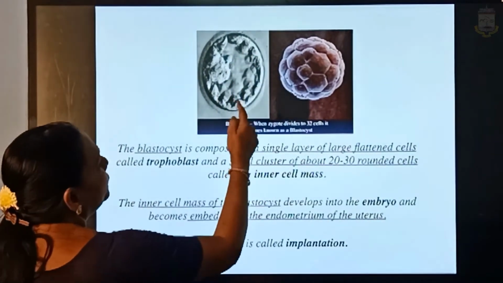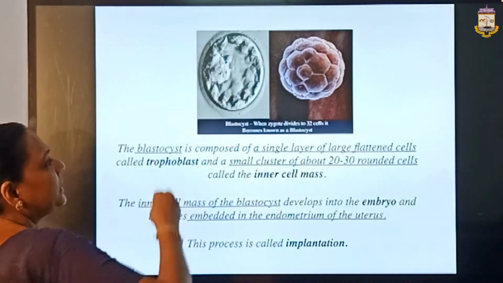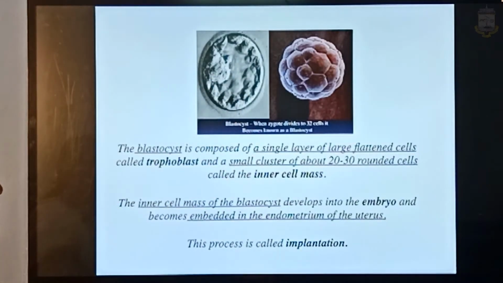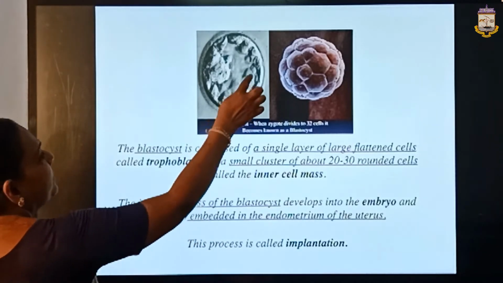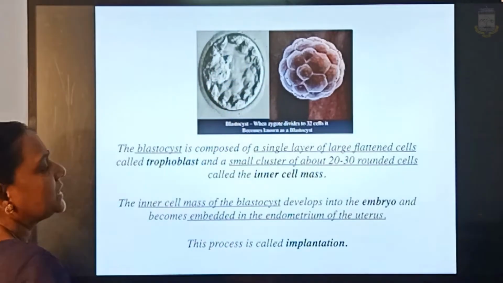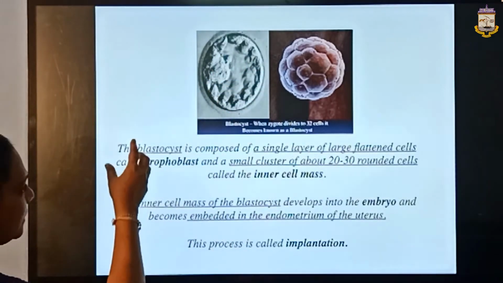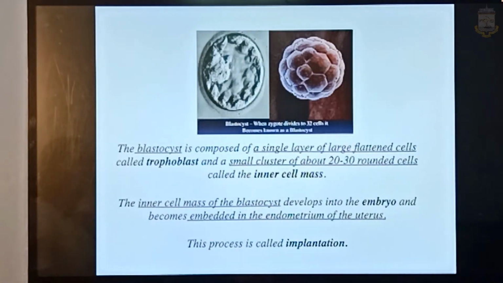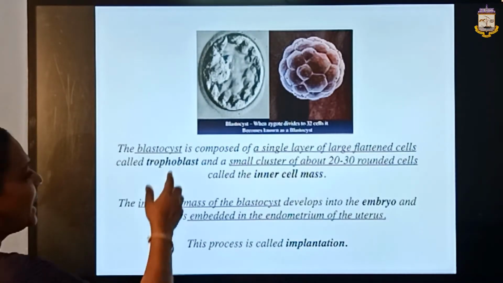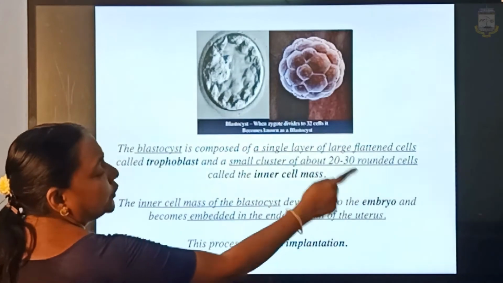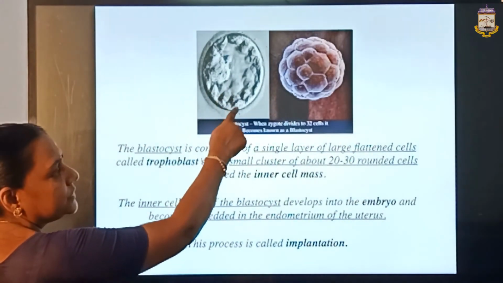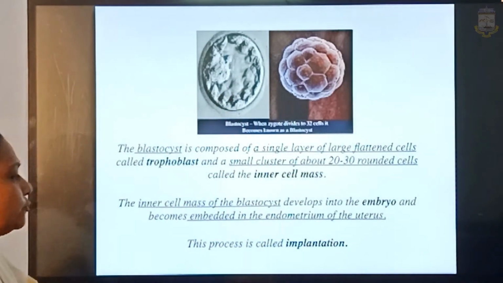Surrounding this is the trophoblast layer. Inside, you can have the fluid-filled structure. The outermost layer, flattened cells, you call them trophoblast cells. Okay, now you have an inner cell mass inside. So the blastocyst develops into the embryo. This is the one which develops into the embryo in future.